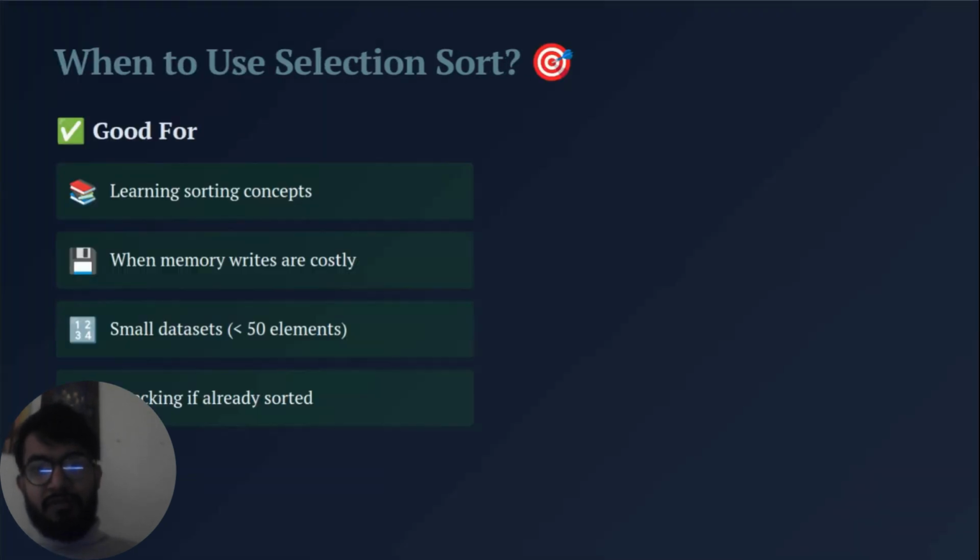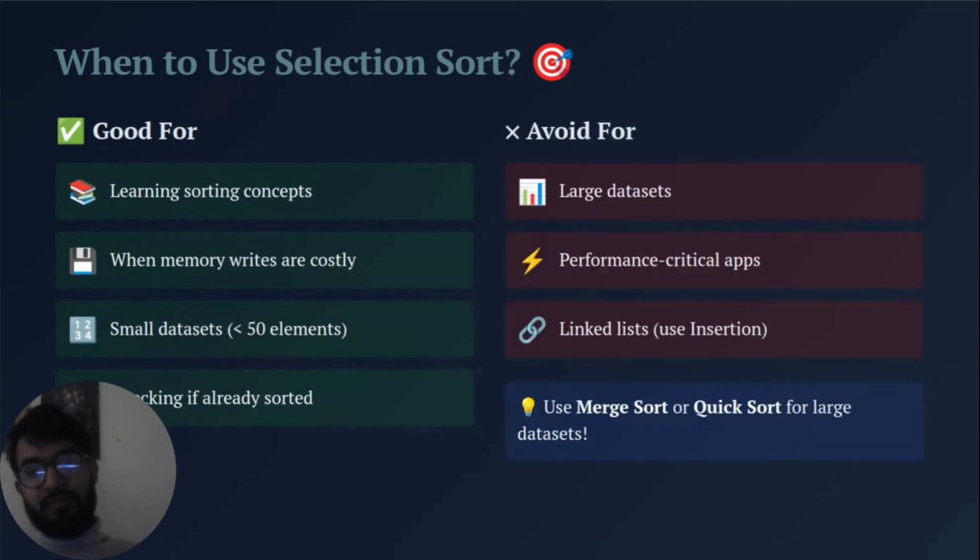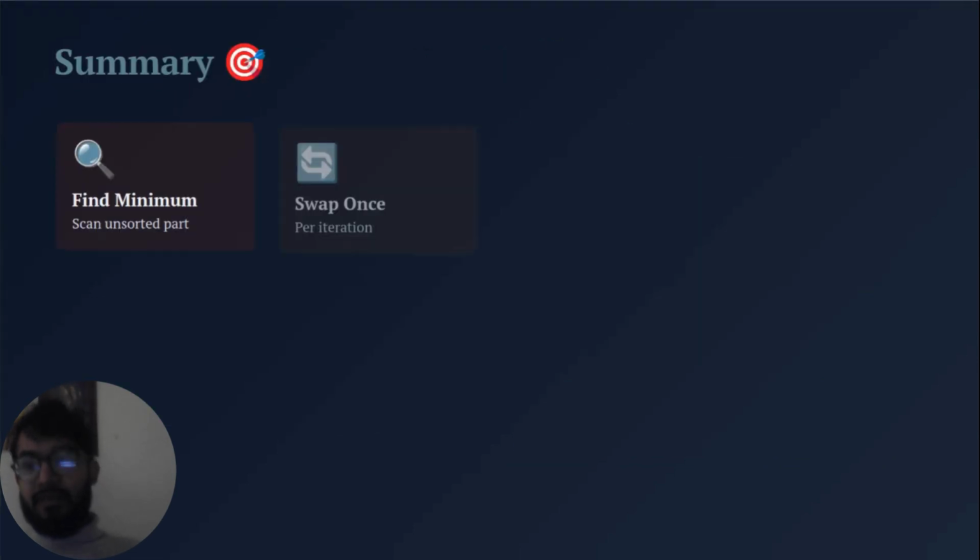So when to use selection sort? For learning purposes, you can use it, and when memory writes are costly, or if you have a small data set, then you can use selection sort. But you need to avoid using selection sort for large data sets, performance-critical apps, and linked lists. For large data sets, you need to use merge sort and quick sort. I'll cover those in my next video.